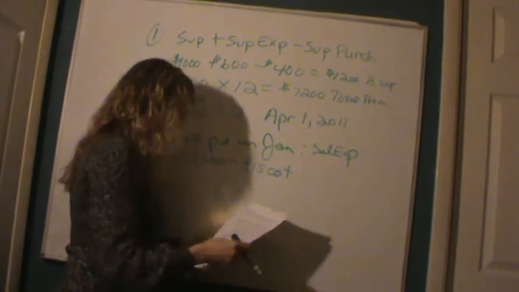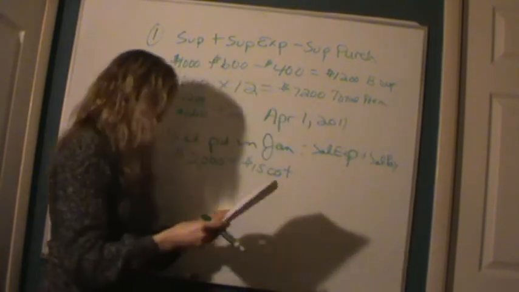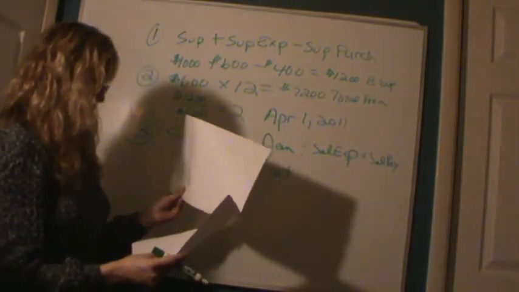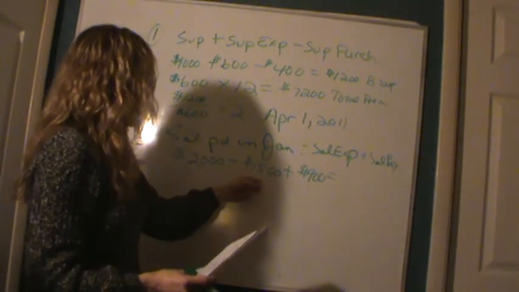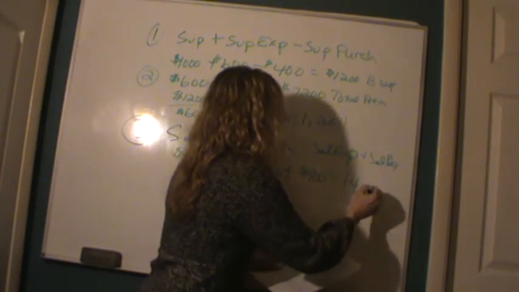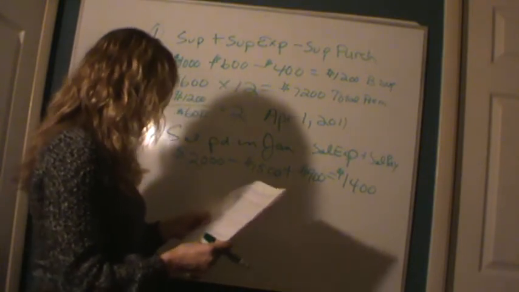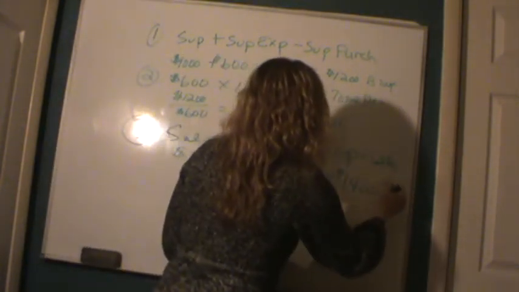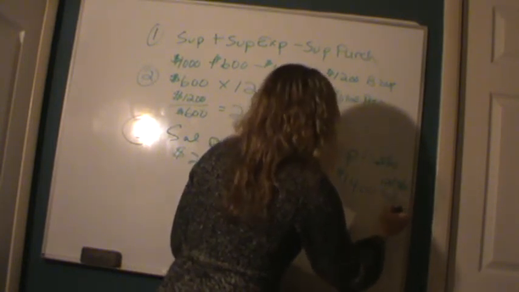And then we need to add salaries payable. Again, if you look at the trial balance, salaries payable is $900. So $2,000 minus $1,500 plus $900 is $1,400. That is the amount at 12/31/2011. That is the amount of salaries payable.